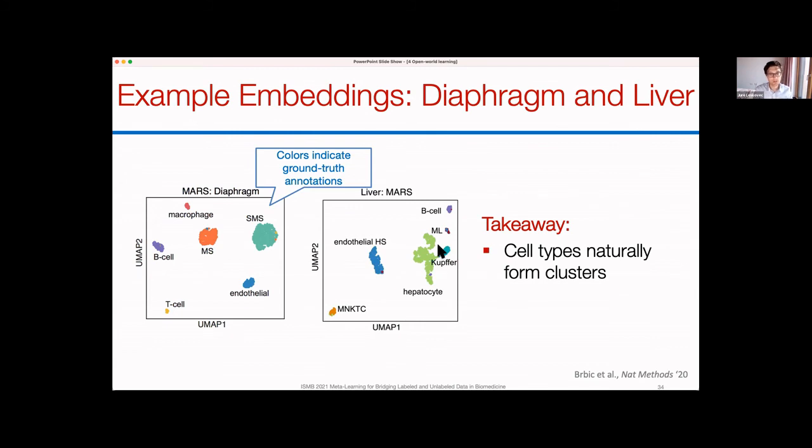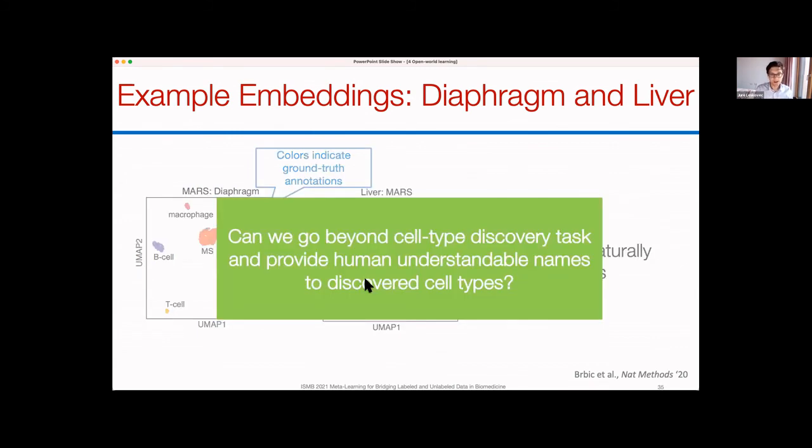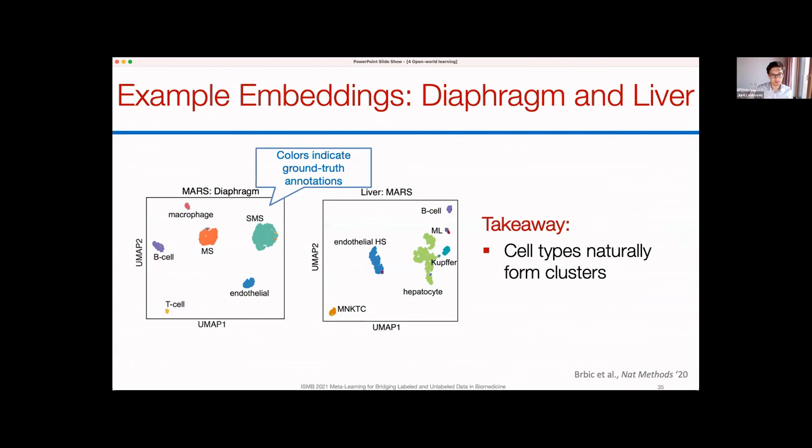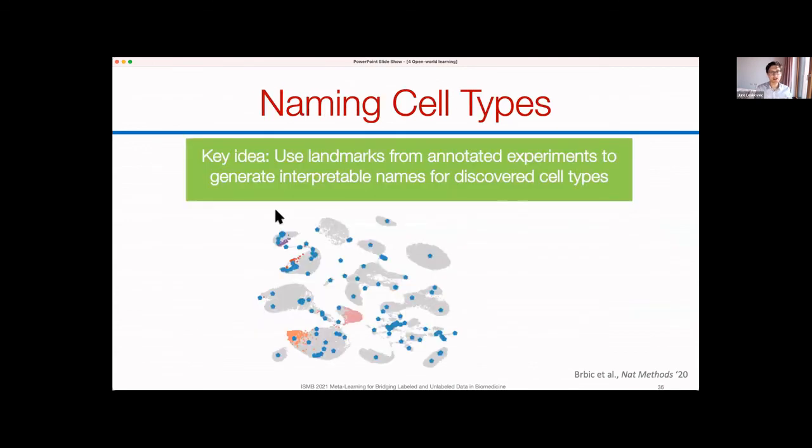Another question that we'd like to ask in our analysis is, can we go beyond the cell type discovery and actually provide human understandable names when we discover new cell types? And the way we achieve this is that we use these landmarks that Maria was talking about from annotated experiments to generate interpretable names for a discovered cell type, right? So the idea is that we can take our labeled tissues, we embed them, and for every cell type in the annotated tissue, we have a landmark.